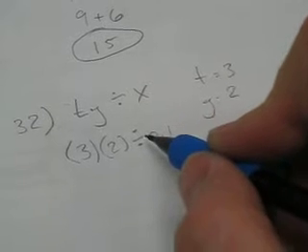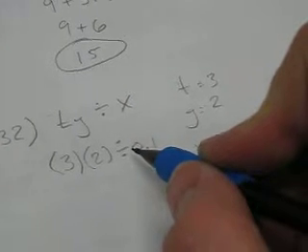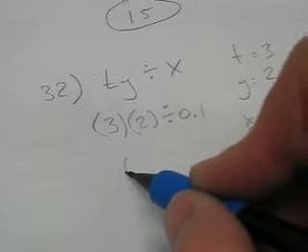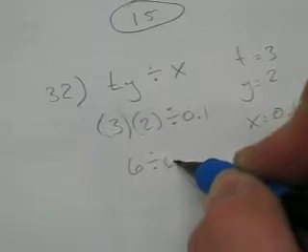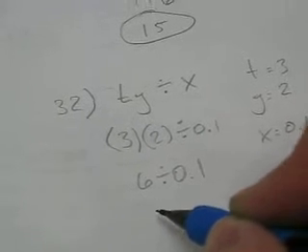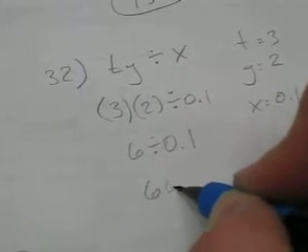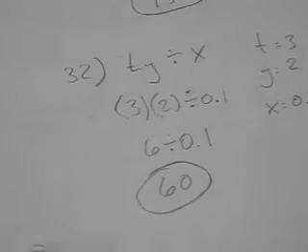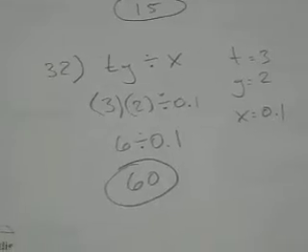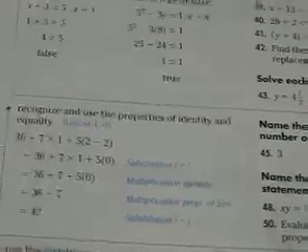We have multiplication, we have division. Remember, multiplication and division happen at the same time from left to right. So 3 times 2 is 6, and then we have 6 divided by 0.1. And 6 divided by 0.1 is going to give us 60. Okay, so that's number 32. If we move on to the next section, we were looking at 57 through 69 odd.